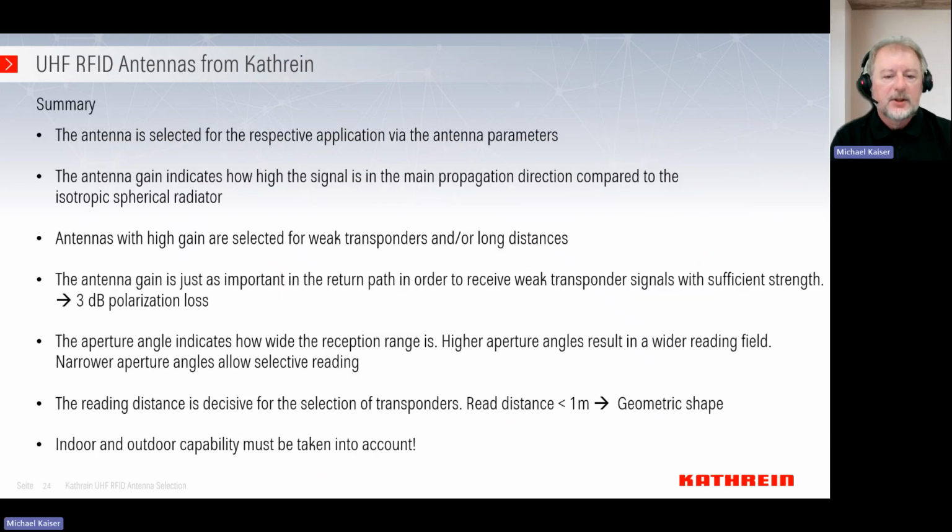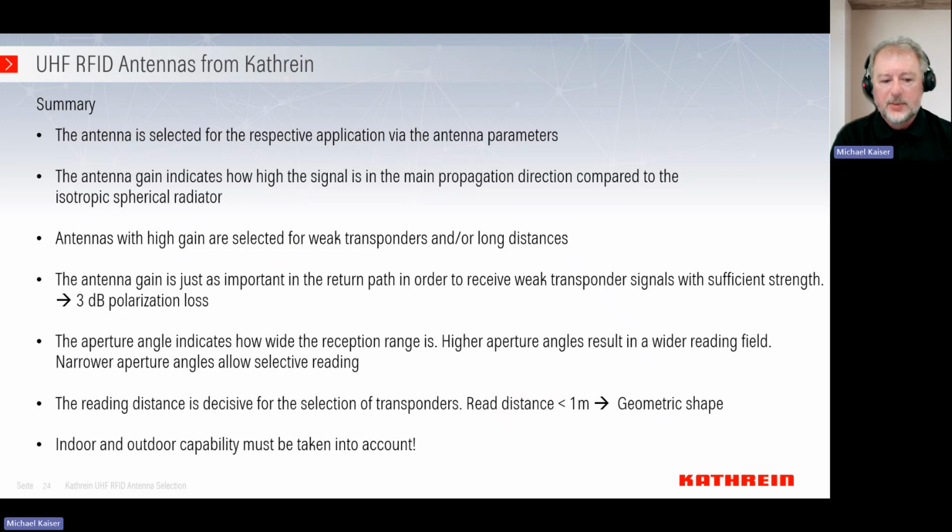Finally, the summary of this lesson. So we have seen that we have different applications we can use with these antenna parameters. The antenna gain indicates how the signal is transmitted in the main propagation of the antenna, so this means the main direction of the reading. The antennas with high gain are selected for weak transponders or for long distances.